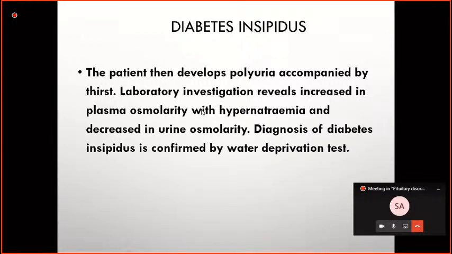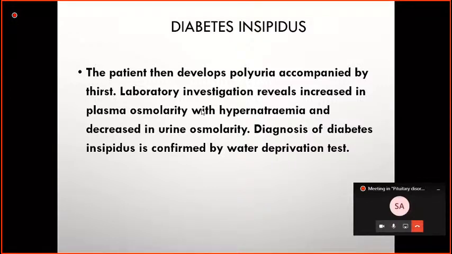Okay, so how do you confirm? The dynamic test that you can do is a water deprivation test. That means you want to try to stimulate your ADH, your vasopressin. So how are you going to stimulate your vasopressin? You want to create a very concentrated plasma by depriving water intake. It is very dangerous, so you have to really monitor the patient's vital signs. But that is the rationale behind the water deprivation test.